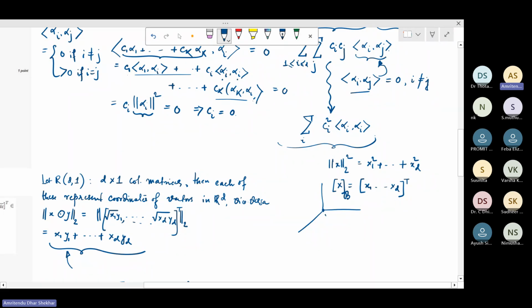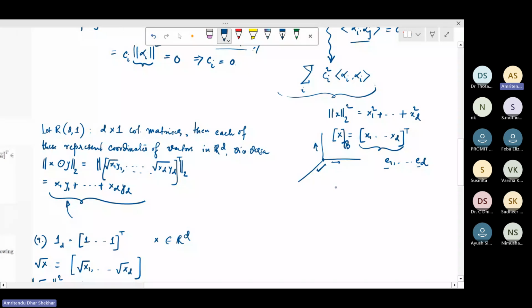So there are these unit vectors, which we often write as e_1 up to e_d. When we write x as a column matrix, implicitly we are assuming that the basis we are dealing with is the standard basis. So actually, this vector x in an algebraic form can be represented as x_1 e_1 plus up to x_d e_d.